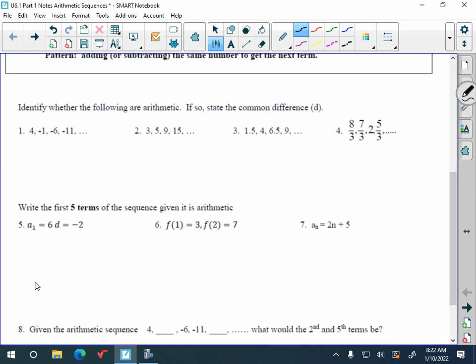It says identify whether the following are arithmetic. That's a yes or no question. If it is, then state what that common difference is. Okay, what's the D value? All right, so in this first example, 4, -1, -6, -11, we want to first identify, is it an arithmetic sequence? If it is, then we want to find out what's the common difference, what's the pattern.